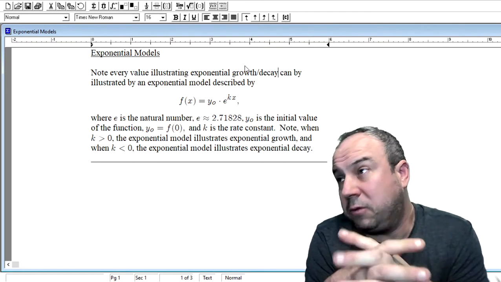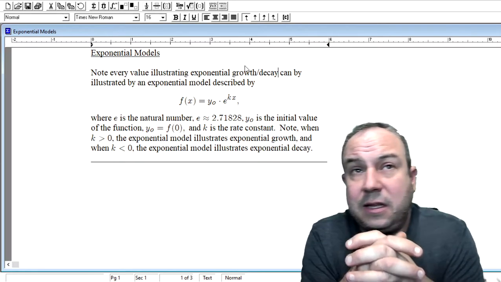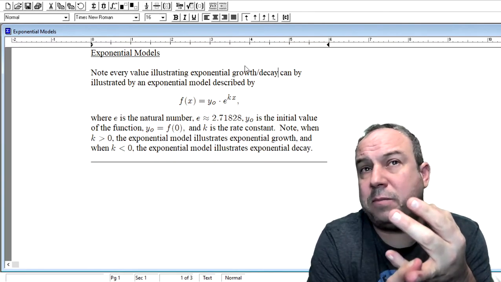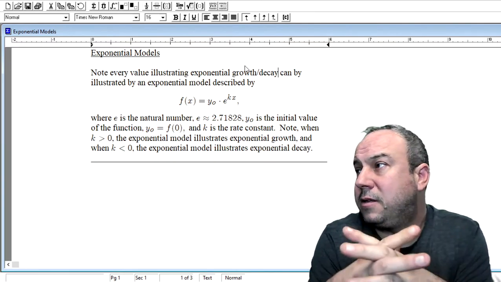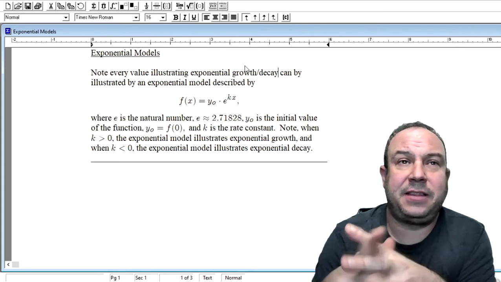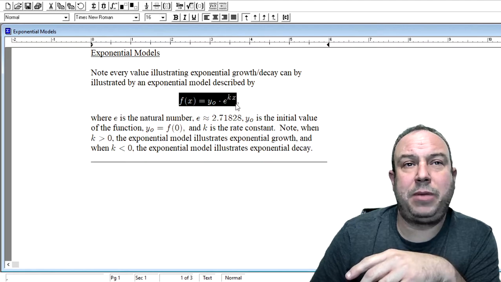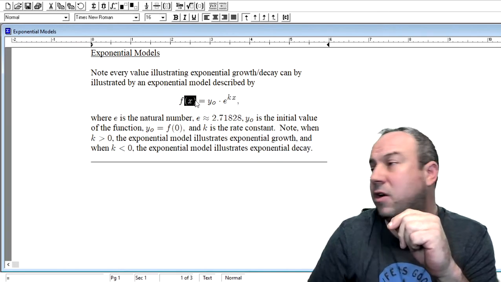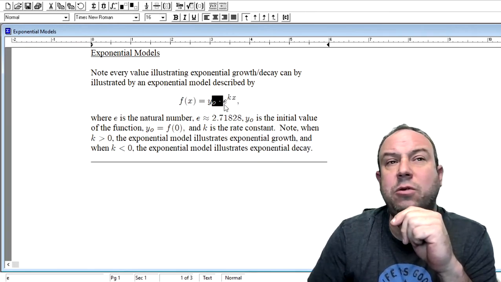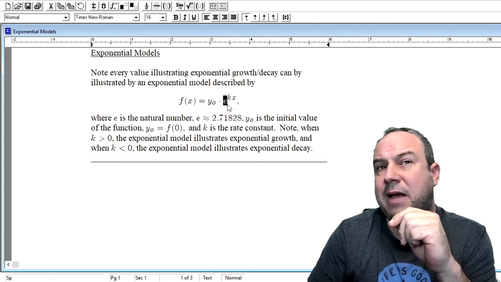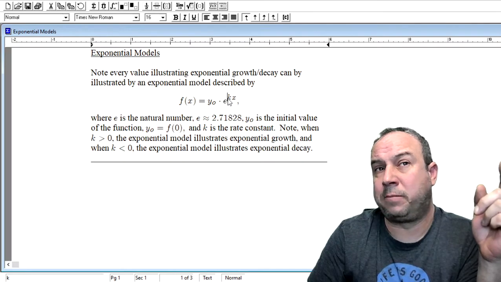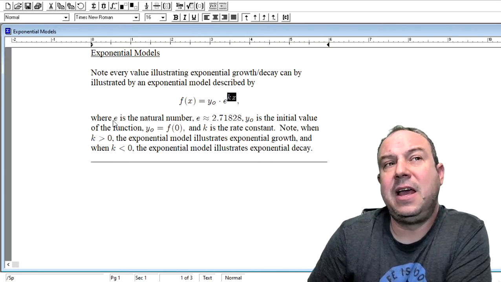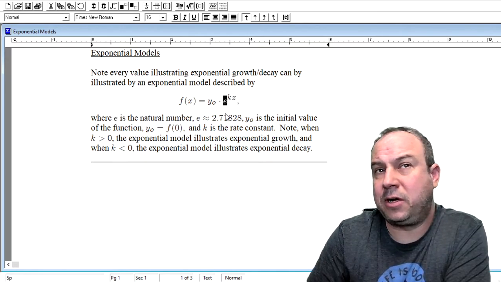And I do take note to begin with here that every value illustrating either exponential growth or exponential decay can be illustrated by an exponential model described by what I illustrate here on the screen, right? It can be described by this functional model f of x, where x is the independent variable, which is equal to y null times the value of e, our natural number, raised to the power of k times x.